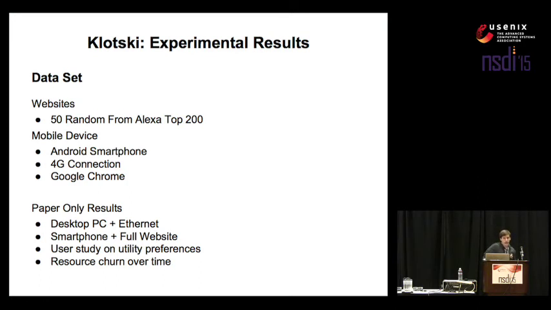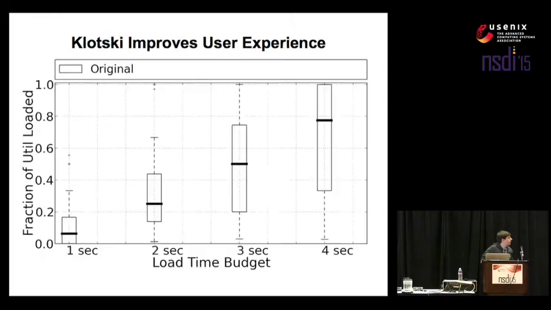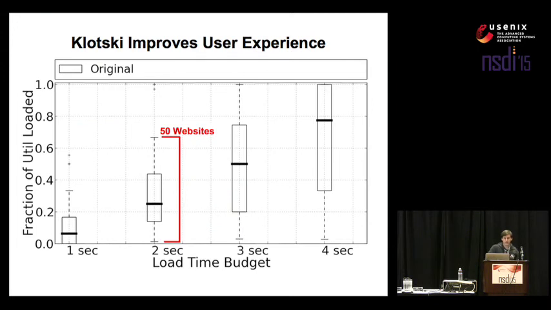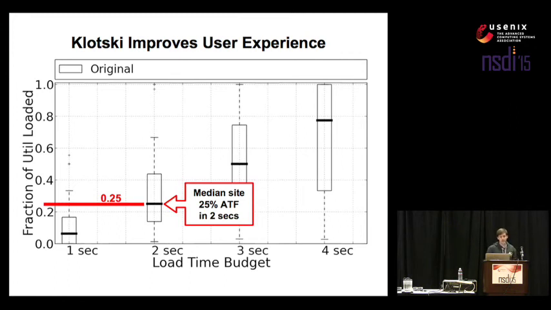So here you can see how much Klotski can actually improve the utility of a website in a given load for a given time budget. So on the x-axis, you can see the time budget. That is how good can we do within the first x seconds. The y-axis is the percentage of the site's high utility resources loaded within that time budget. The data shows all 50 websites, and the box will show the different quartiles for the data. So for example, this line right here shows that the median website was able to load 25% of the above the fold resources in 2 seconds. This is assuming, of course, that the user utility function we're using is to prioritize that top of the page content. So let's add in Klotski.